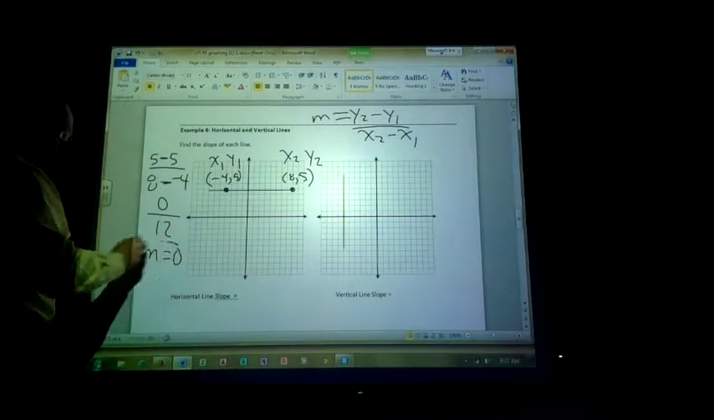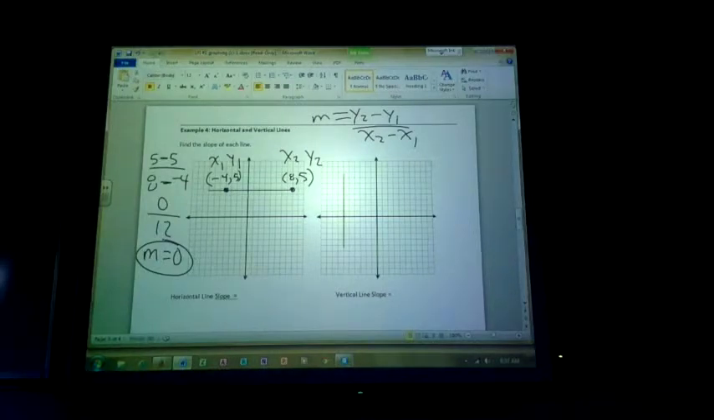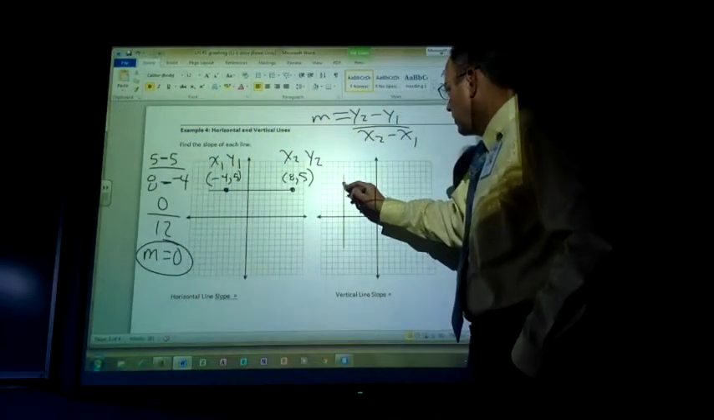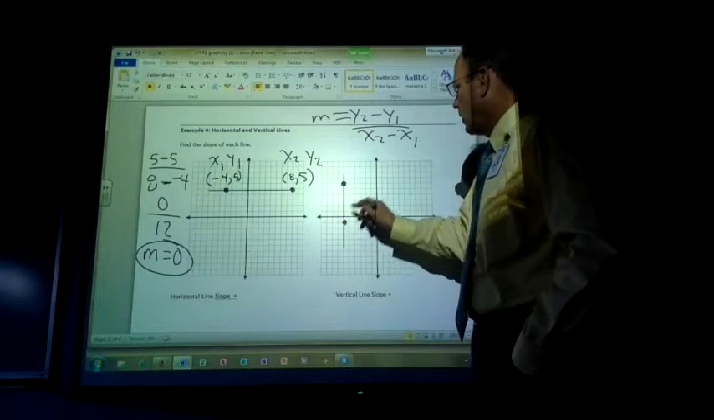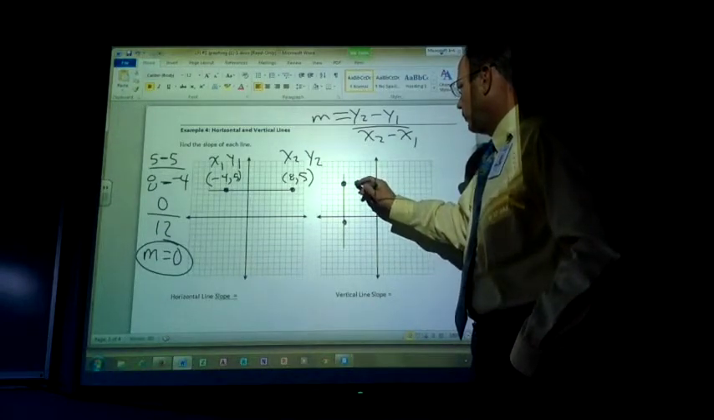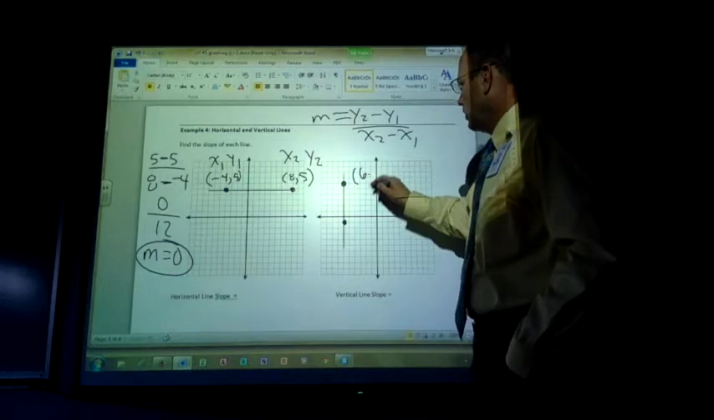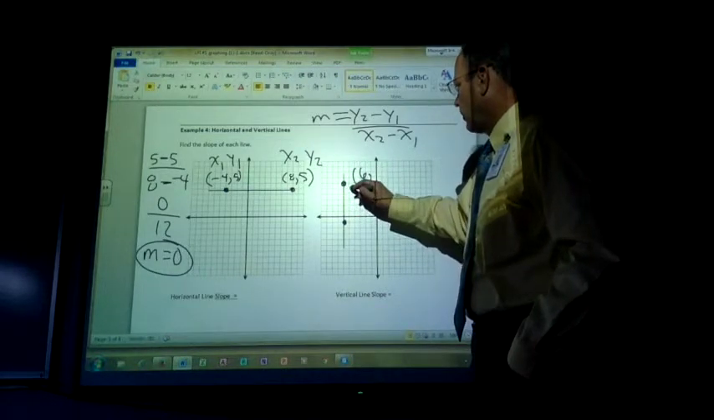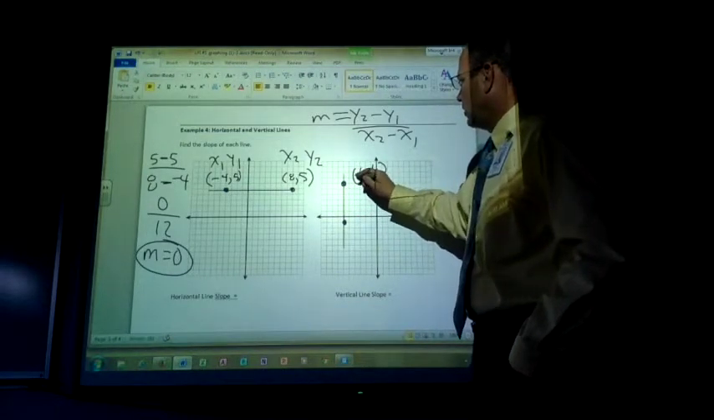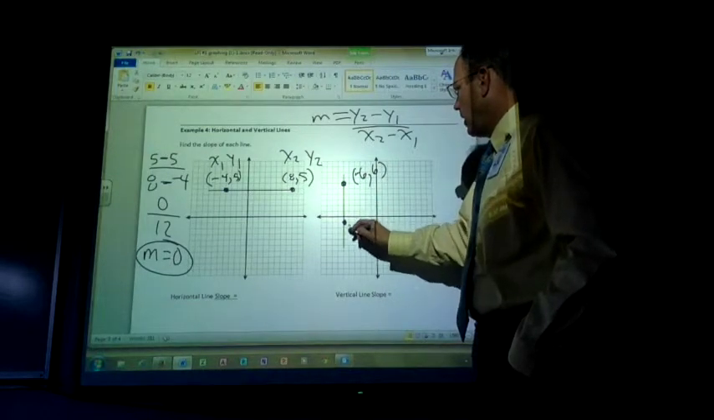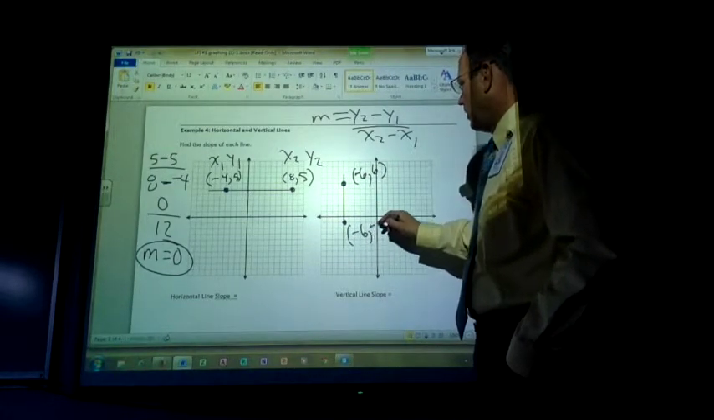Okay. So horizontal line, the y components are the same. The y components are on top. You get on top being 0. I think you might wind up with a slope of 0. What do you think about this one? So let's pick this point here. Oh, I don't know, maybe this point here. So I have negative 6, 6. And then this one will be negative 6 and negative 1.